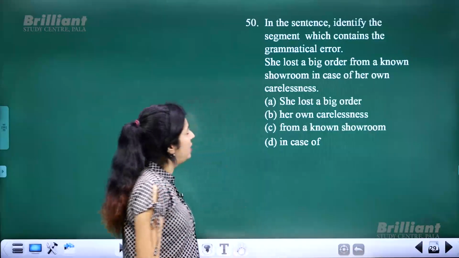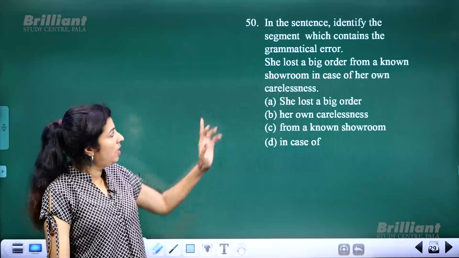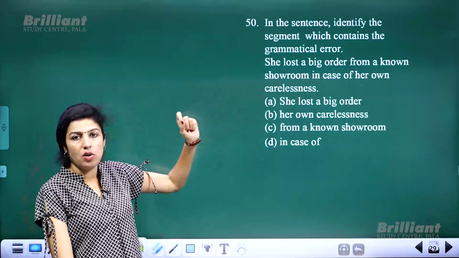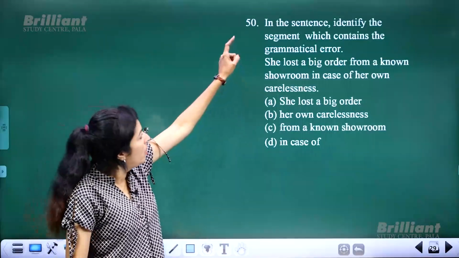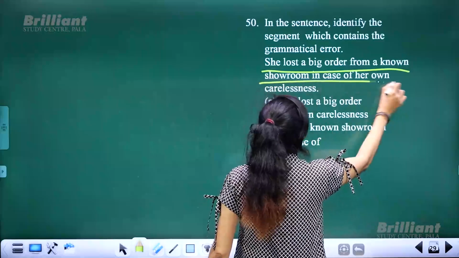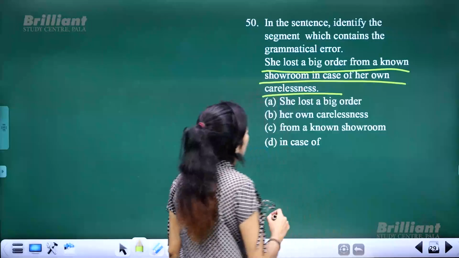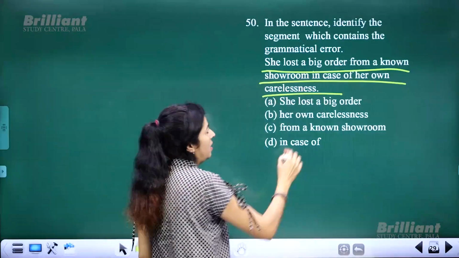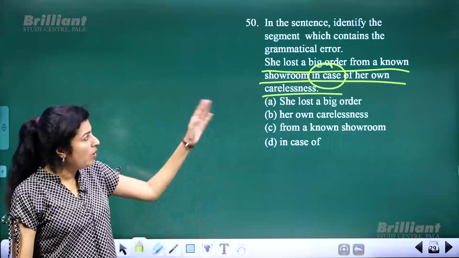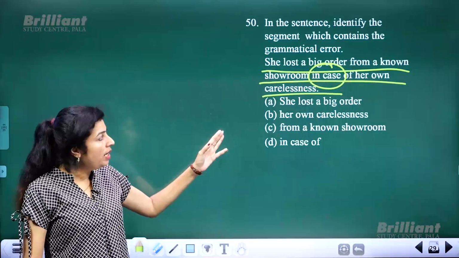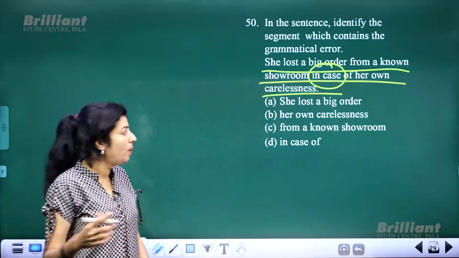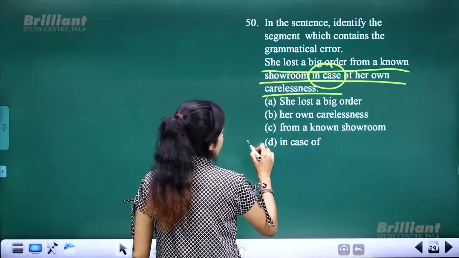Okay. So, with that we come to the last question. In this sentence, one part has gone wrong. Find out that part. She lost a big order from a known showroom in case of her own carelessness. In case is a wrong use here. She lost a big order from a known showroom. In case means if, but in case is wrong.